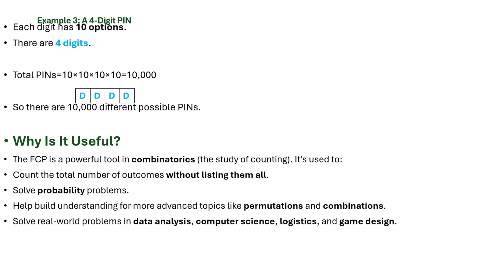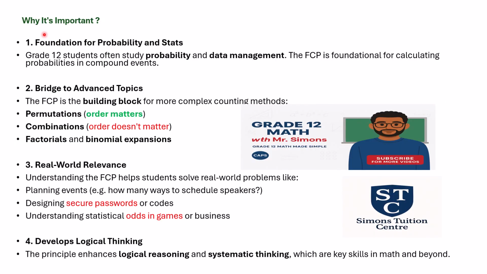Right? So to conclude, what we're doing here and why we have to do it in grade 12, the importance of it. Right, so the fundamental counting principle is my foundation for probability and stats. In grade 12 we're going to study probability and data management. So when I say data management, we find mean, median, mode, standard deviation, one standard deviation from the mean, to error analysis, etc. Not only in probability and stats, but later also in our physics practicals, etc. So the fundamental counting principle is foundational for calculating probabilities in compound events.